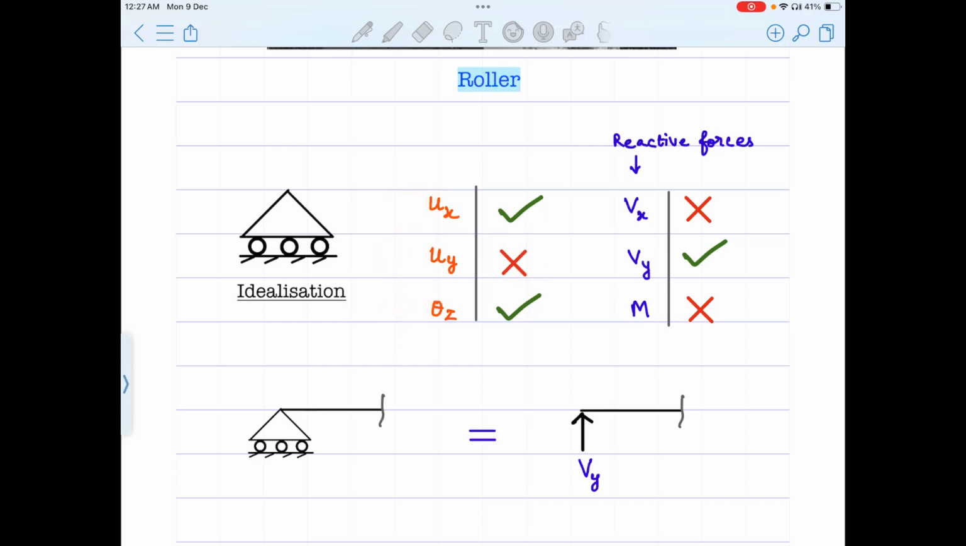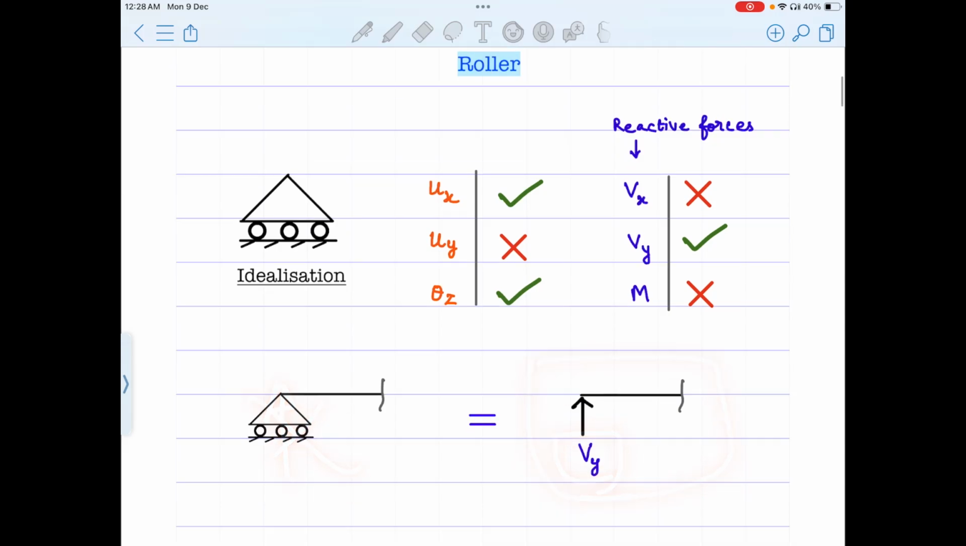So whenever you arrest a particular displacement, the reactive component pertaining to that does develop. Okay. So we see that when ux and theta z are allowed, the reactive components do not develop. However, when the translation along y direction is arrested, the corresponding reactive component does develop. Okay, Vy does exist. So in the free body diagram, we get only this reactive component Vy because we arrest this displacement. Fine. Let's move on to the next one.